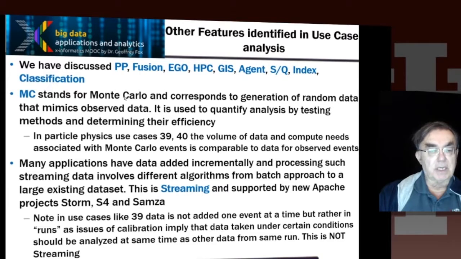But it's not really the same, because you don't actually analyze data one event at a time in use case 39. Rather, you take a lot of data from a so-called run. You're doing a physics experiment. You have your apparatus. You lovingly get the apparatus running. And then you have the accelerator. You lovingly get the accelerator running. And then you do this. Then you take some data. And that's the run. And that run will have its own special features and its own calibration.